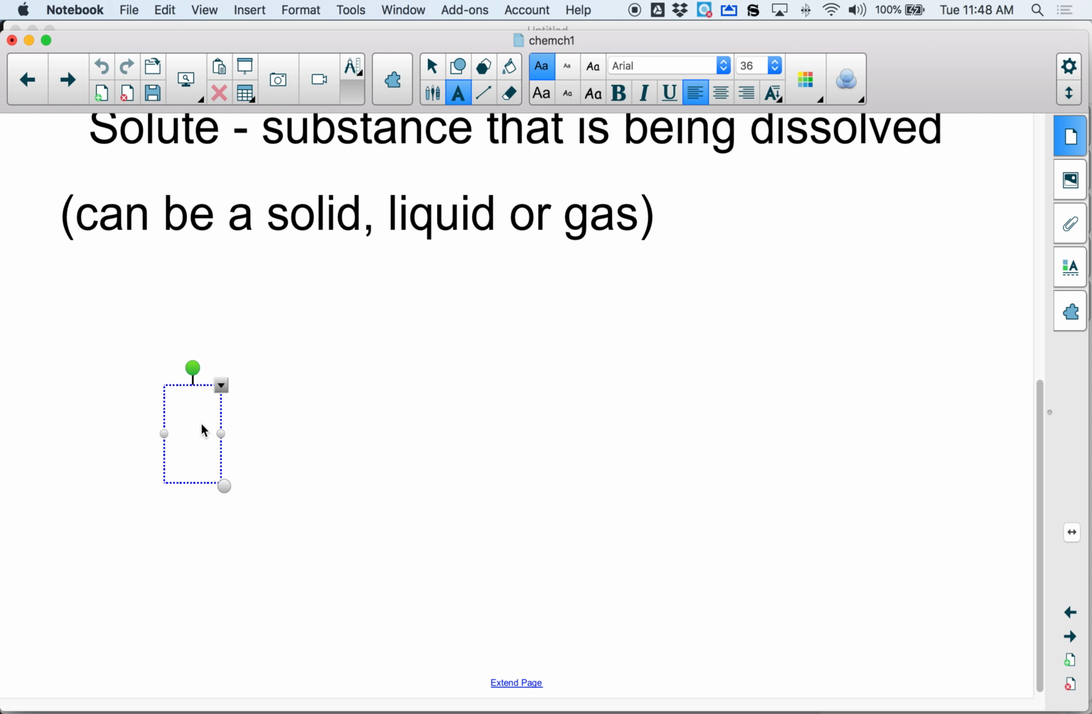Now here's the thing. Concentration is a ratio, which means you can make the same concentration multiple different ways. So you can put 5 grams in 100 milliliters. You can put 2.5 grams in 50 milliliters. Those would have the exact same concentration. You would just have more of one solution than another. Because it's a ratio, there's no one way to make it. It depends on how much of that solution you want to make.